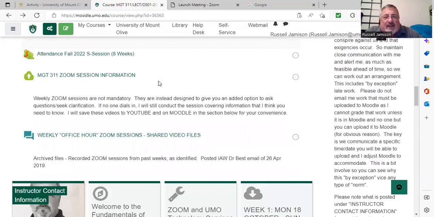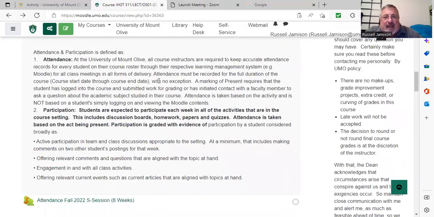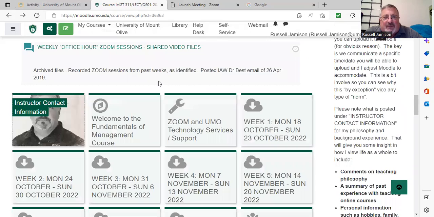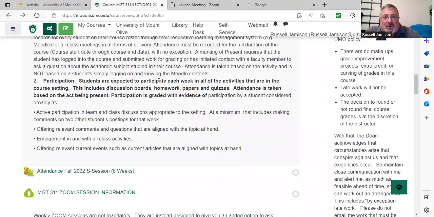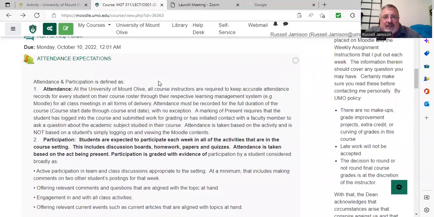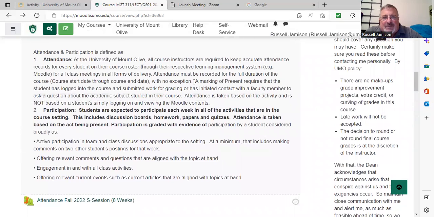So that is considered attendance: coming in and accessing Moodle and then actually completing some type of activity. As you can see, I put this here on the Moodle page.